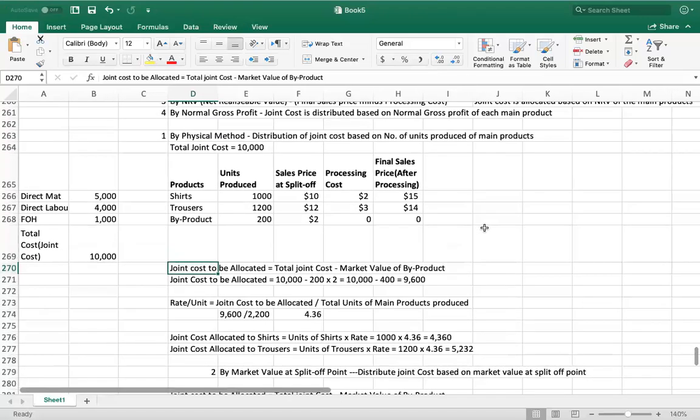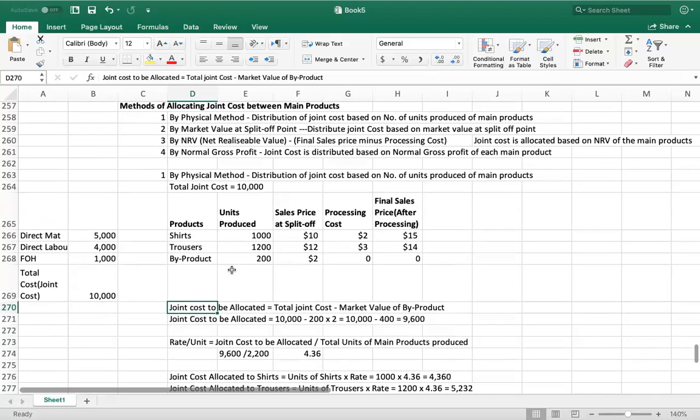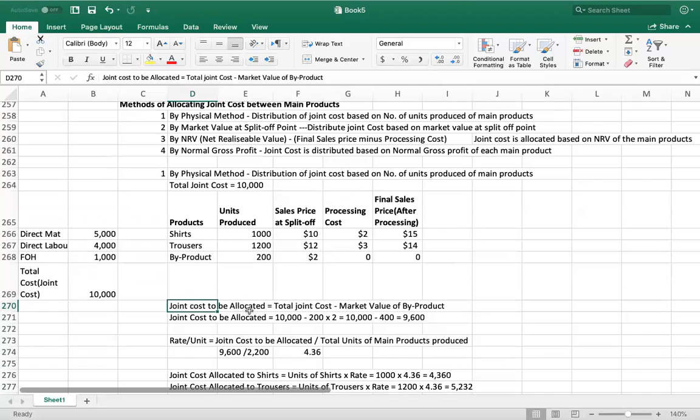So you see, we basically have 4 methods to distribute the joint cost between the main products. For example, these are main products. Whatever method we use, the very first step is to calculate the joint cost to be allocated: joint cost minus market value of byproduct. In any method, this is our first step. So total joint cost is 10,000 minus market value of byproduct, 200 multiplied by 2, which is 400, so 9,600. It means this 9,600 we will allocate to only main products.